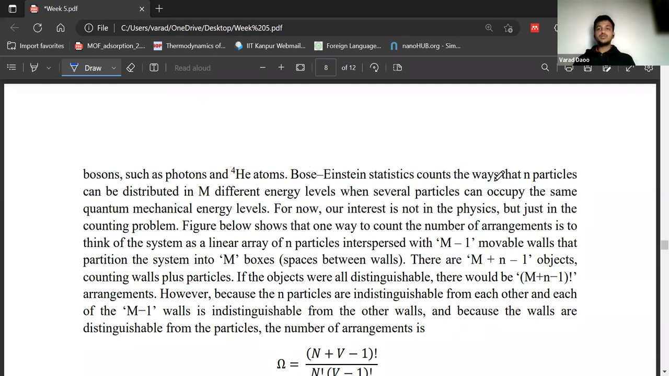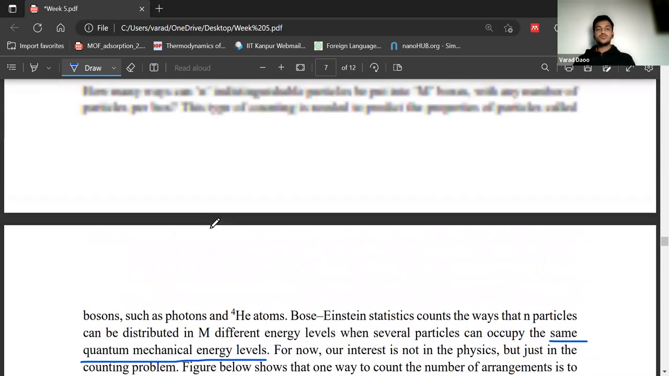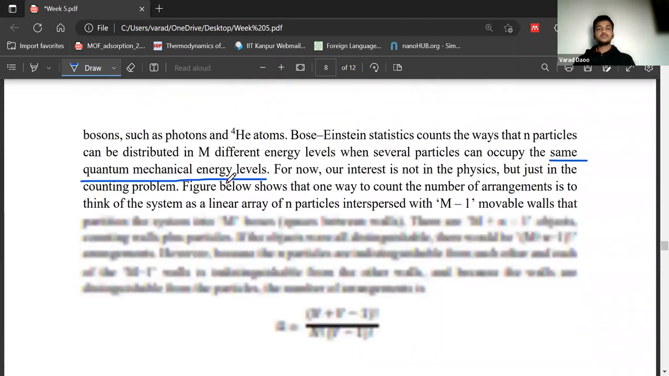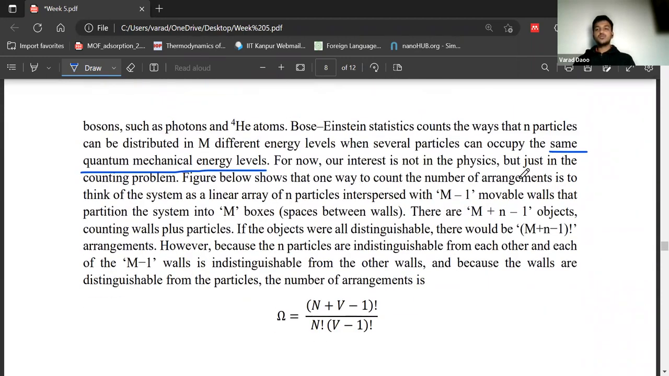Bose-Einstein statistics counts the ways that n particles can be distributed in m different energy levels when several particles can occupy the same quantum mechanical energy level. For now, our interest is not in the physics, but just in the counting problem. This figure shows that one way to count the number of arrangements is to think of the system as a linear array of n particles interspersed with m - 1 movable partitions, right?